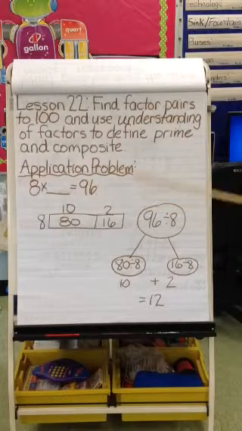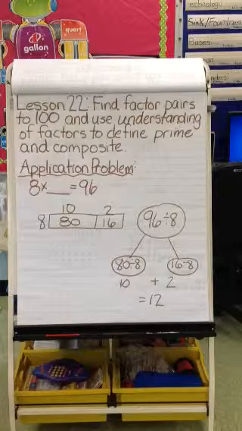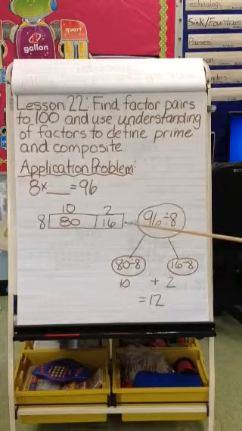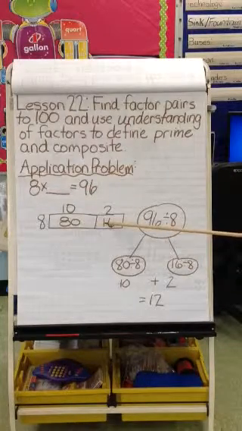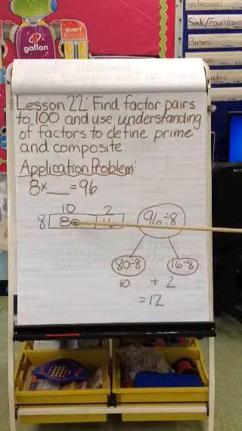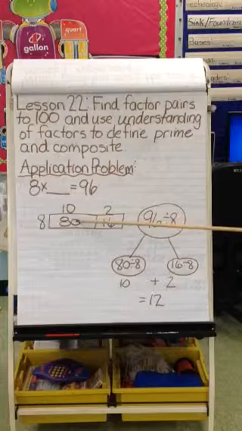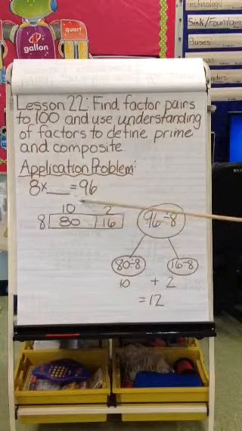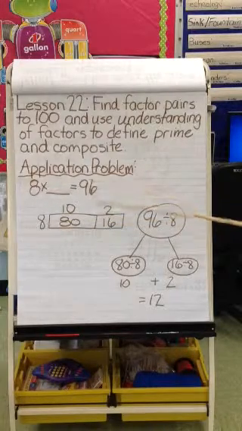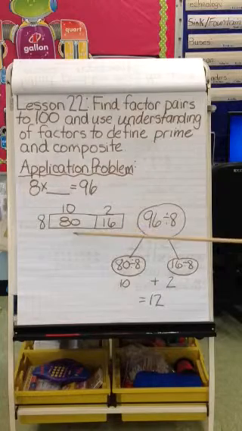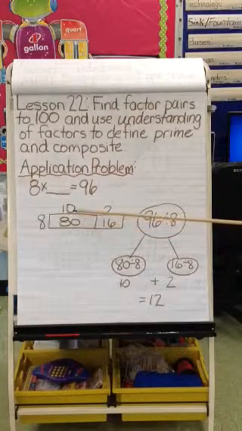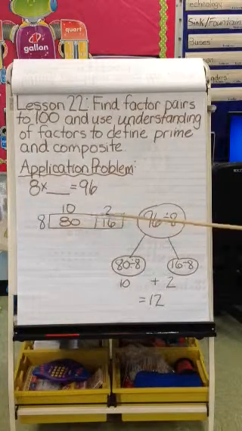8 times some number is 96. So I did draw an area model. I broke 96 down to 80 and 16 because 80 is the most that I was able to take out, and that left me with 16. 80 divided by 8 is 10. 16 divided by 8 is 2.